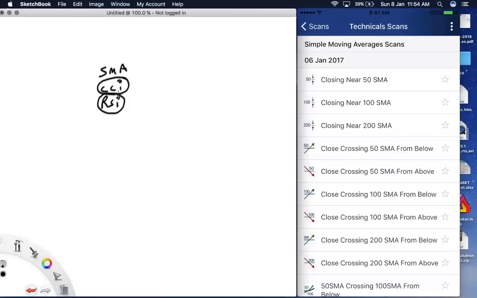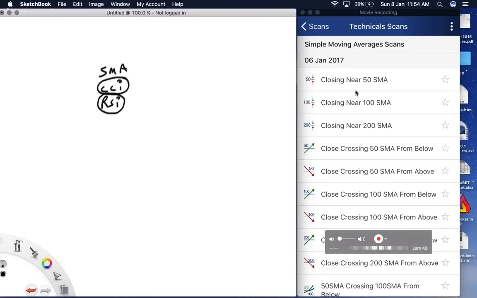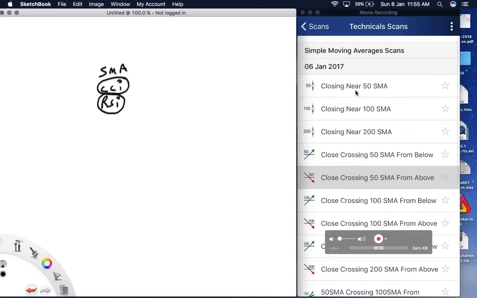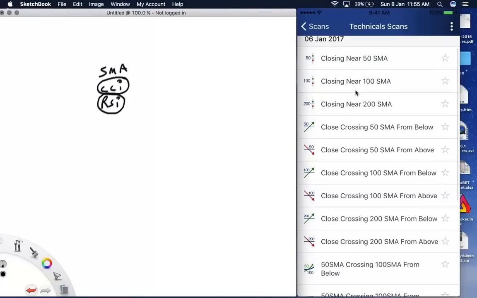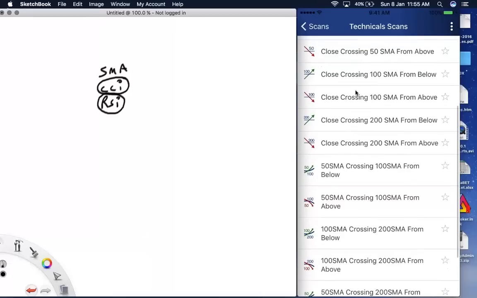Simple is what we have used right now. Probably at a later stage we'll be able to add weighted and exponential as well, but simple as of now works fine. Now you will notice that there will be green arrows and red arrows. Obviously the green arrows will tell you that this scan is bullish and the red one is bearish.